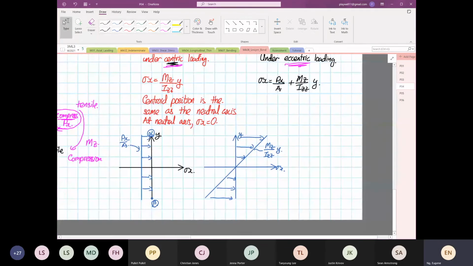Okay. And then when you add both of them together, right? When you add both of them together, right? So this is still your stress X, and this is your Y. So when you add both of them together, there'll be a shift.